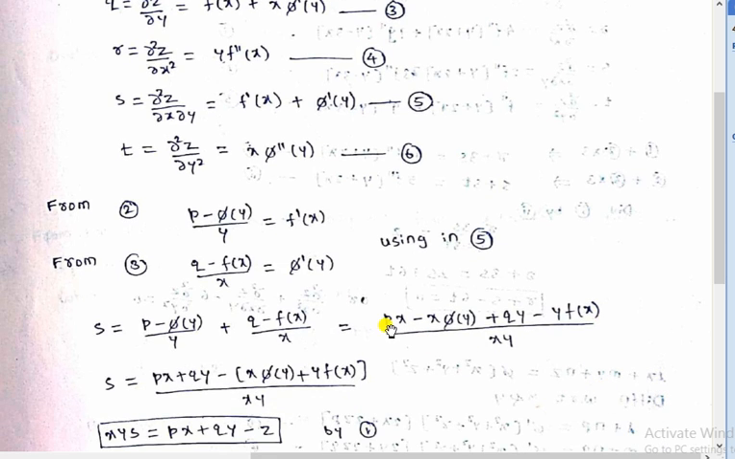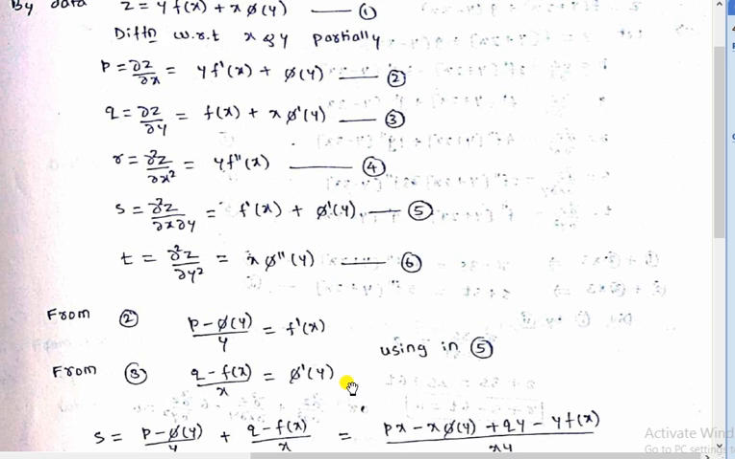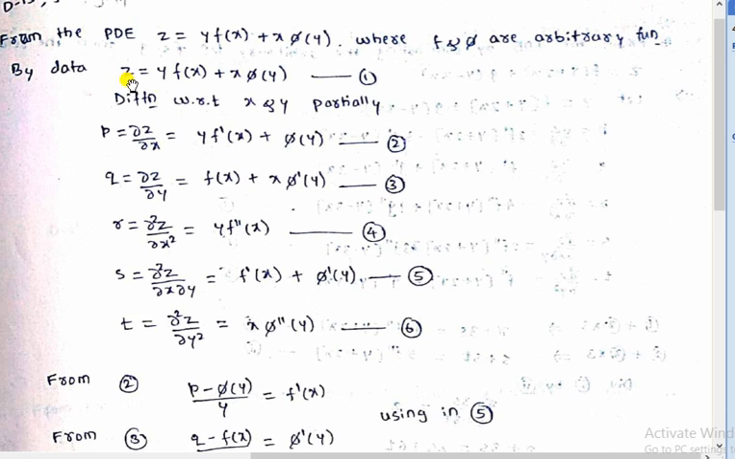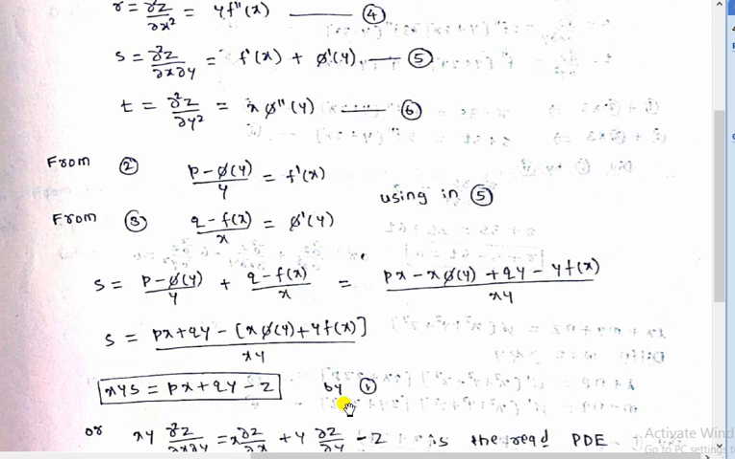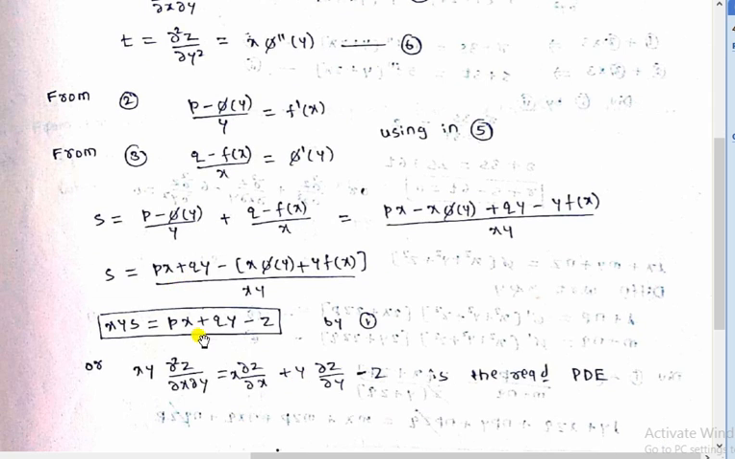Then collect the terms: px plus qy minus x into phi of y plus y into f of x, the whole divided by xy. And we know that x of phi of y plus y into f of x here is equal to z. Say equation number 1. So it becomes px plus qy minus z is equal to xy into s here. And this equation is not containing f and phi here, which is the required solution.